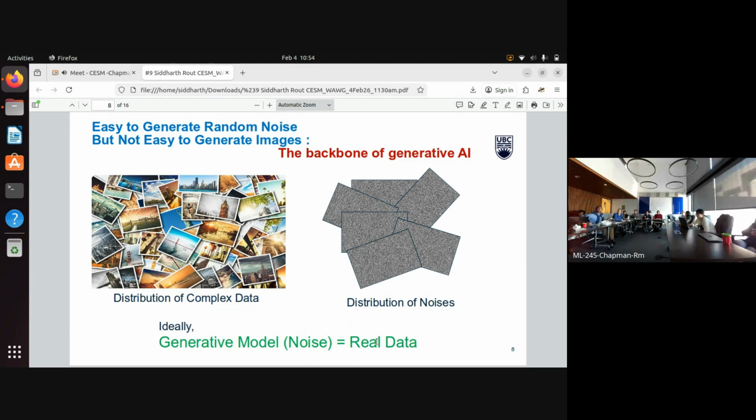Could you just repeat what you just said about this slide? Sorry? We just lost your sound for a second. Could you just repeat what you said about this slide, please?